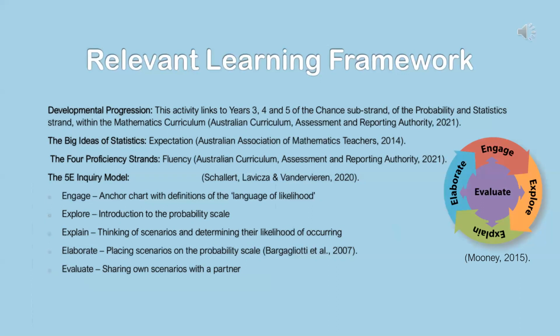Students will engage with the definitions of the language of likelihood, explore the probability scale, explain their new knowledge by coming up with their own scenarios and predicting their likelihood of occurring. They will elaborate by placing the provided scenarios on the probability scale and will evaluate as they share their own scenarios with the partner. As acknowledged by Charlotte, LaVisca and Van der Buren, the 5E model will therefore be effective in terms of positioning students to take ownership of their knowledge.